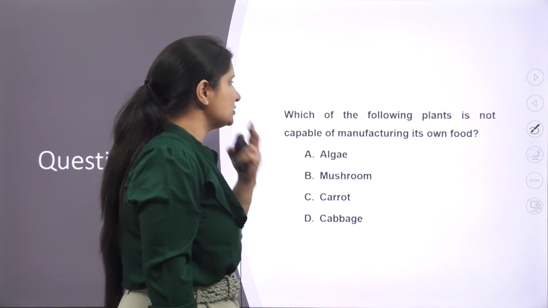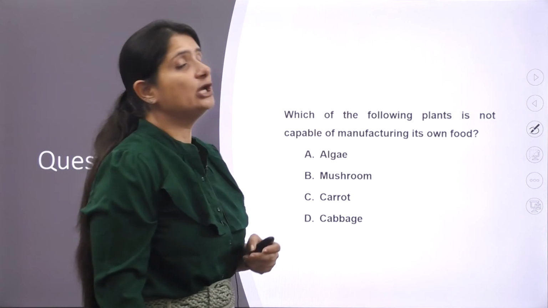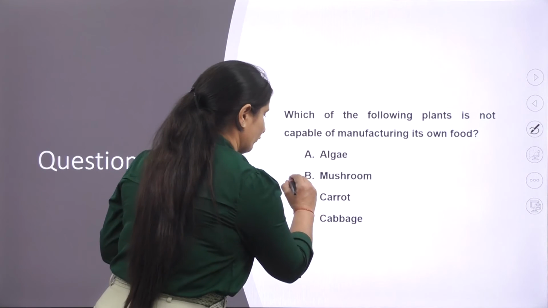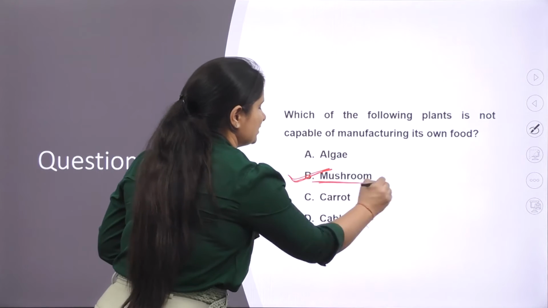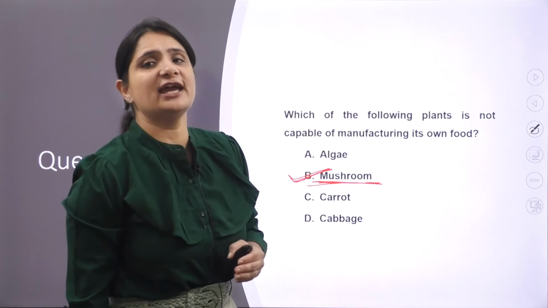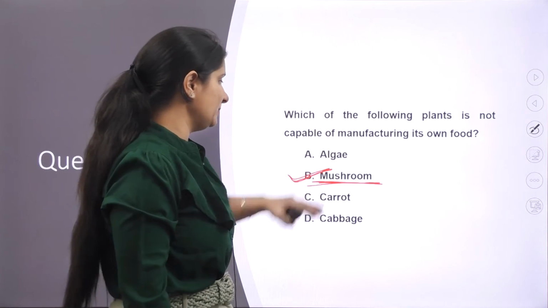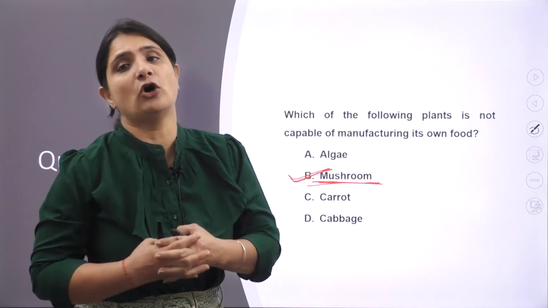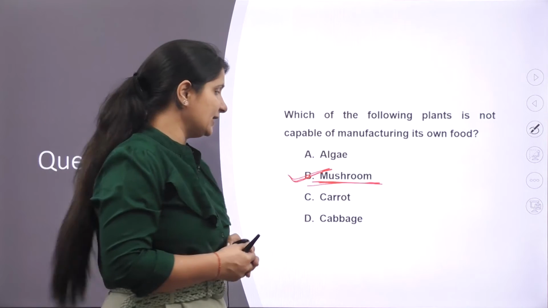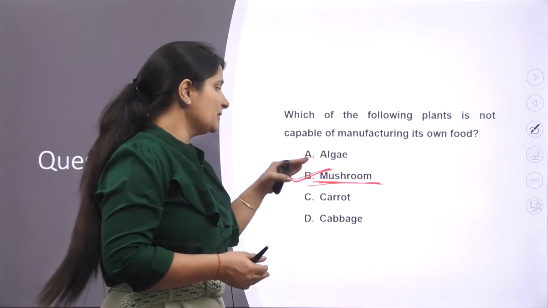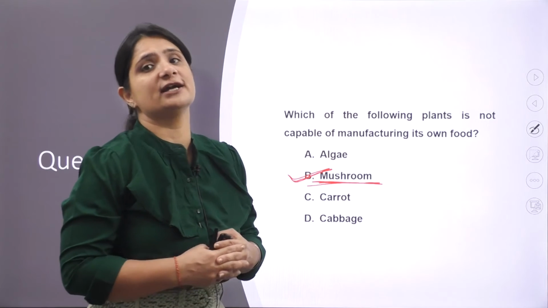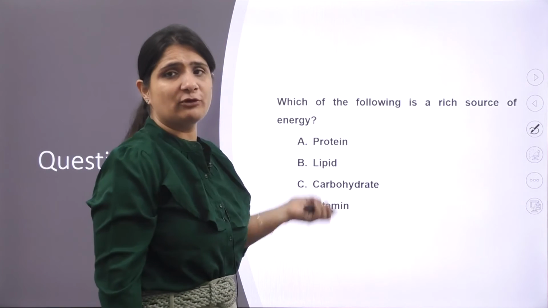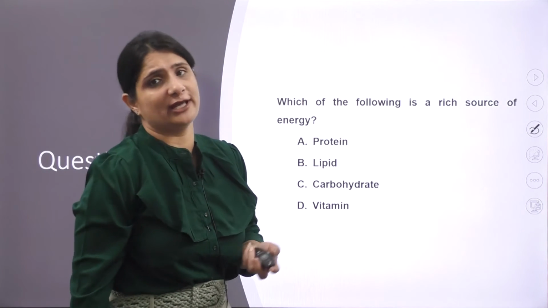Which of the following plants is not capable of manufacturing its own food? One that cannot make its own food. So mushroom here is a saprophyte, right? Mushroom, which is a fungus, cannot make its own food. Other options, algae, carrot, cabbage, are all autotrophic. Algae can also make their own food, and so can carrot and cabbage plants. So mushrooms cannot manufacture their own food. They are saprophytes, right? Fungus. They derive their food from dead organic matter.